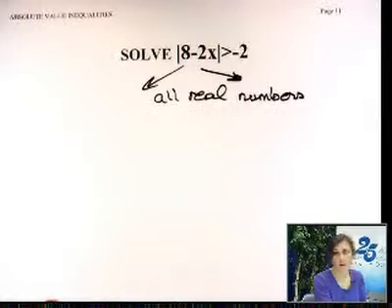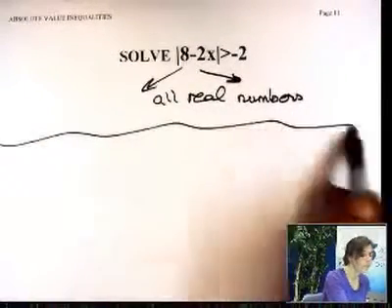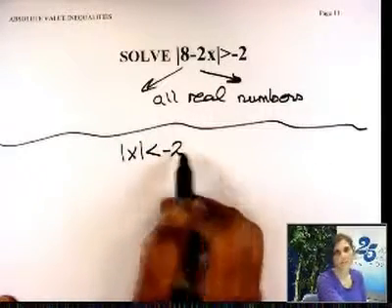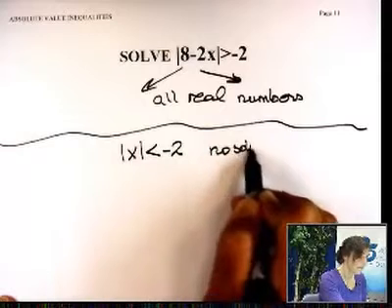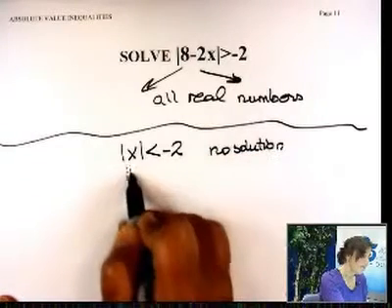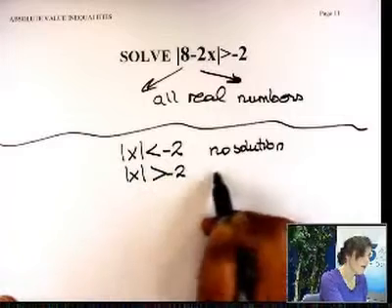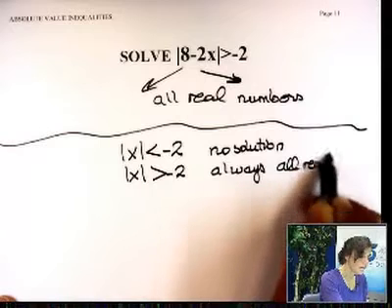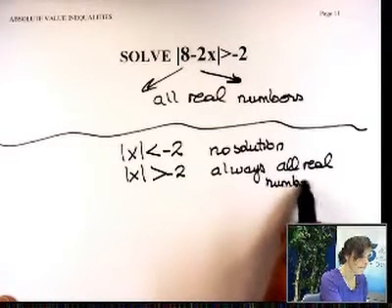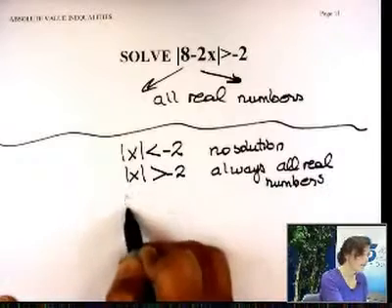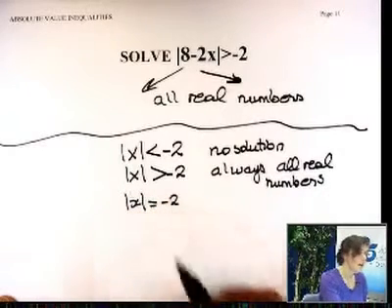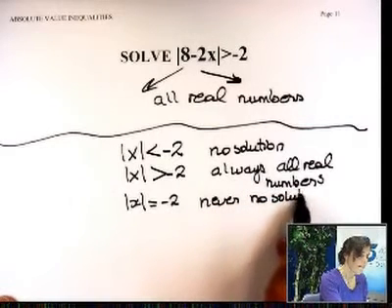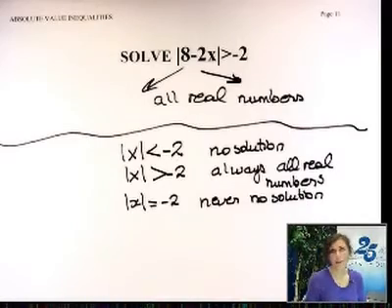How about putting the both together? If I had this, never. I have this, always. All real numbers. How about this? Never. Don't mix those three up, and you'll be okay.